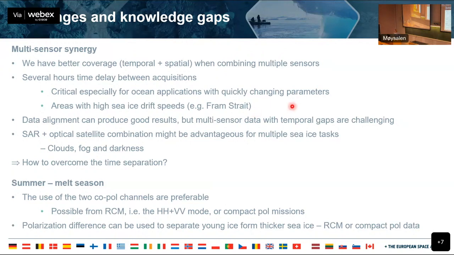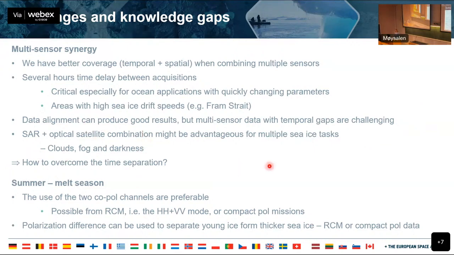And this kind of separation becomes challenging to deal with when you're dealing with a marine environment. And also if you're based here on Svalbard, you're dealing with the Fram Strait, the ice drifts there, even though they might be small for the Doppler shift, they are very large if you're actually going to try and align 2 images. So the data alignment can produce good results, and that was seen when Anton presented also here. But the multi-sensor data temporal gaps is challenging.